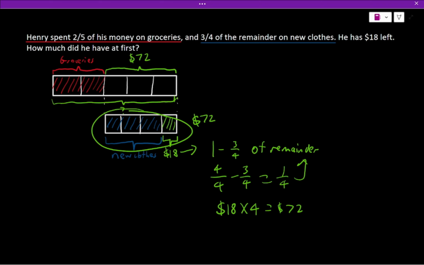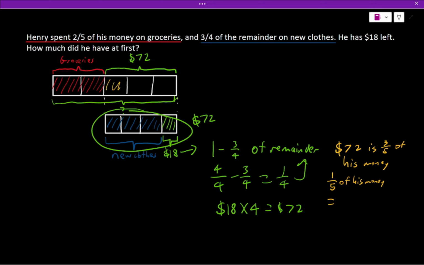So, like I said, $72 is 3/5 of his money. And we want to find how much he had at first, so that's 5/5. To do so, let's find 1/5 of his money. This is going to be equal to, well, we have 3/5 being 72, so we want 1/5, or basically 1 unit. So that's $72 divided by 3.